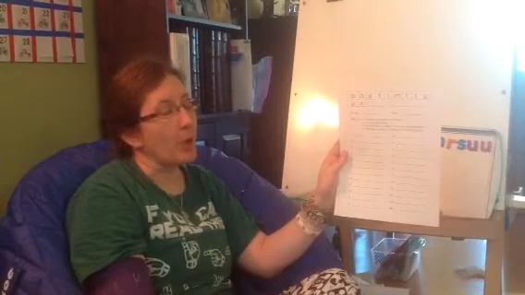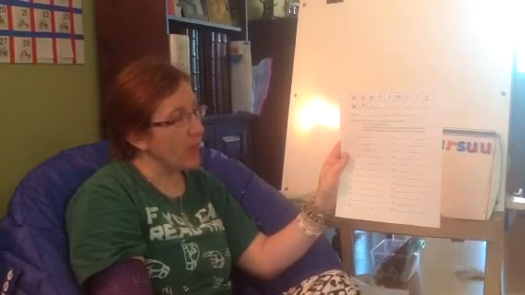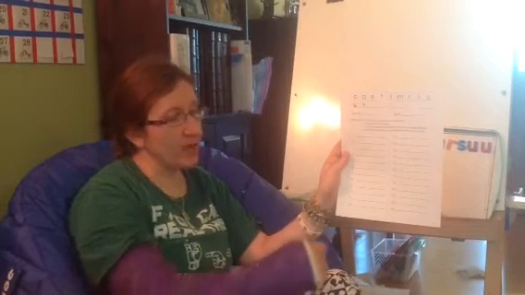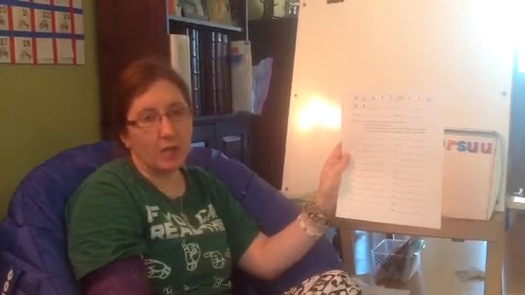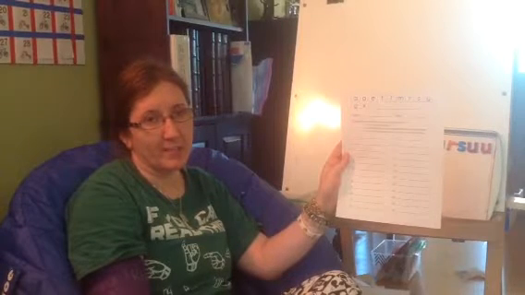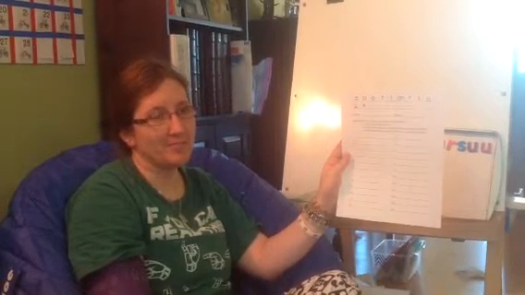Okay? You're going to pause your video. You're going to cut out the letters. You're going to spell words by moving the letters around, real words, and you're going to write them on the lines. Then when you're done, you're going to unpause the video and we're going to make some words together. Okay? Pause your video.